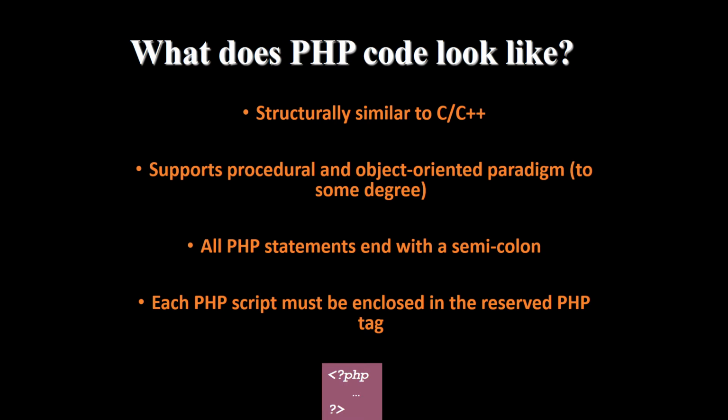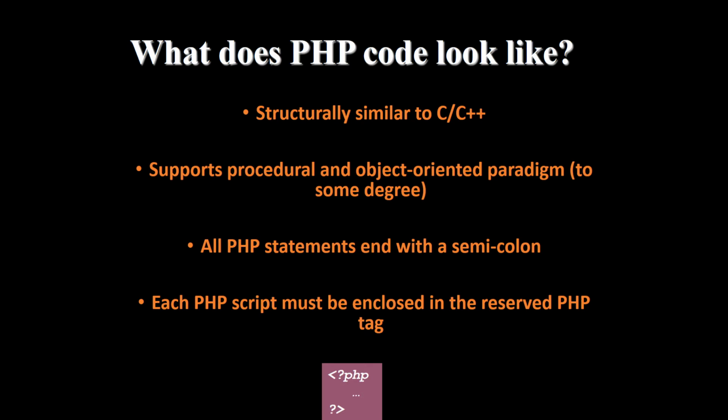So what does PHP code look like? Basically, it's very similar to C or C++. I don't know how many of you code in those languages, but it's very similarly structured. There's a little bit of difference, but not too much of a difference between the two languages. It supports procedural and object-oriented programming. We are going to focus on procedural first, then move into object-oriented. It's a little bit easier to go down that road, instead of throwing you into object-oriented, because you have to understand a few paradigms first.